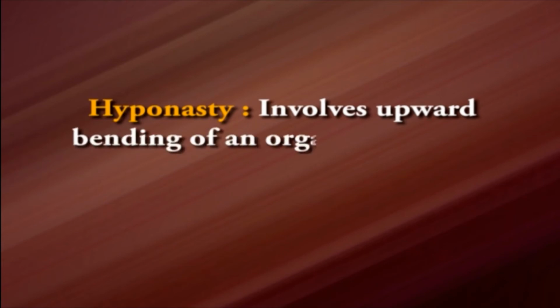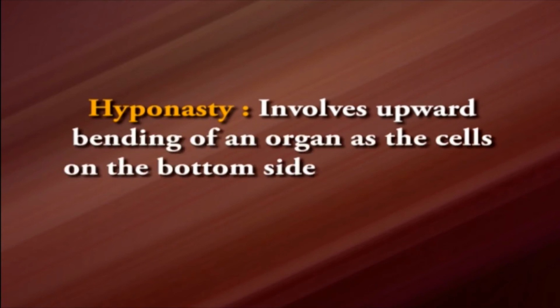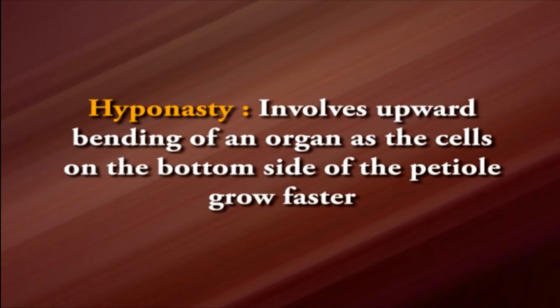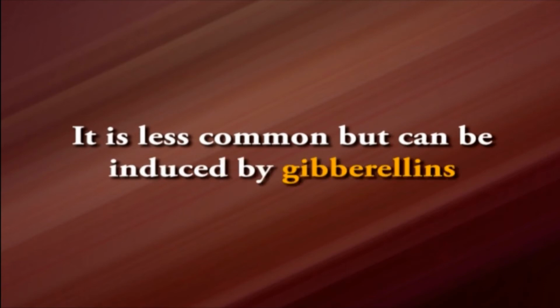The reverse of epinasty is called hyponasty, which involves upward bending of an organ, as the cells on the bottom side of the petiole grow much faster. It is less common in plants but can be induced by gibberellins.